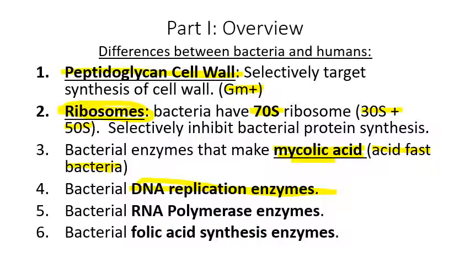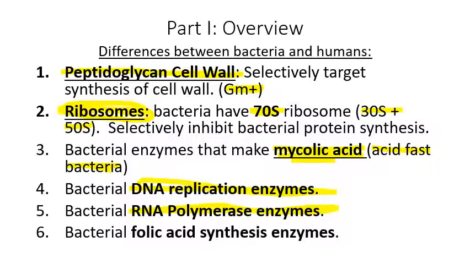Okay, then there's some antibiotics that interfere with RNA polymerase enzymes in bacteria. Humans have 3 different RNA polymerase complexes, whereas bacteria have a single enzyme called RNA polymerase. So humans and bacteria have different RNA polymerase systems. There are some antibiotics that will target the RNA polymerase that you find in bacteria. Those are broad spectrum antibiotics.